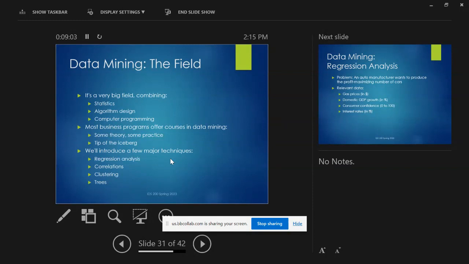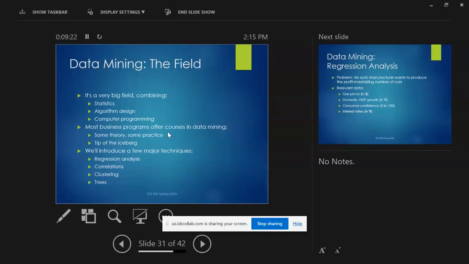And then computer programming, trying to convert those algorithms and statistical rules to actual functioning computer code. So if you have an interest in any of those things, who knows, you might end up doing some data mining one day. Now, of course, most business programs do offer some courses in data mining. UIC is no exception. We got a few.